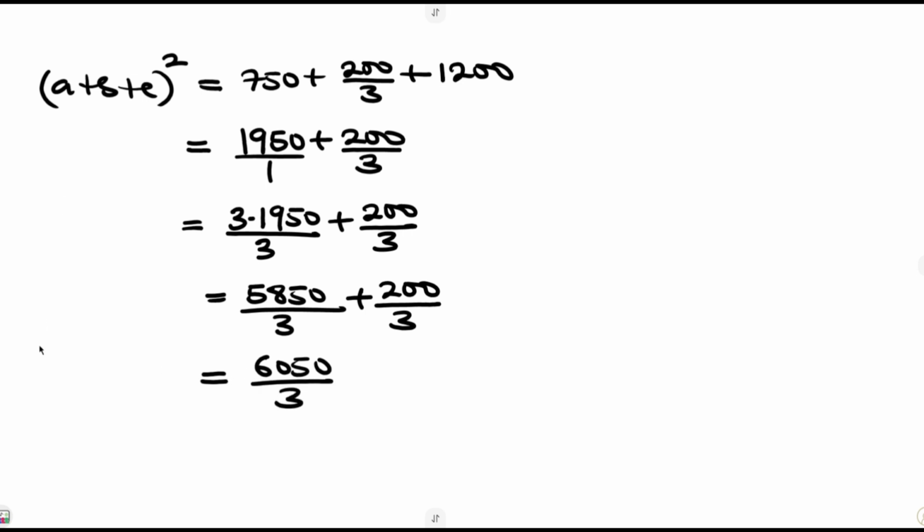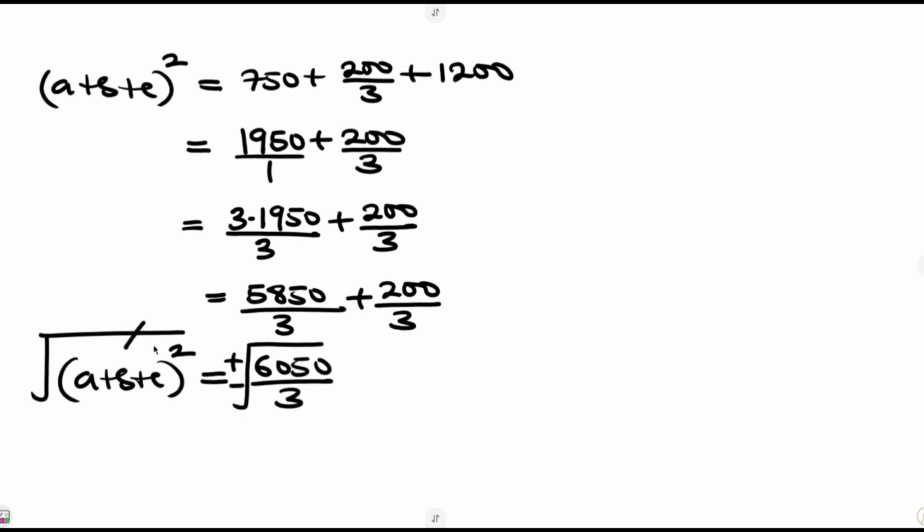Very good. Remember, we are solving for a plus b plus c all raised to the power of 2. Now, in order to get rid of this square, we have to take the square root of both sides. So I'll take the square root of the left-hand side. I'll also take the square root of the right. Now notice that this square root cancels out this square, leaving behind a plus b plus c. And this is equal to plus or minus. Now we can separate this square root into the square root of 6050 all over the square root of 3. It is still the same thing.